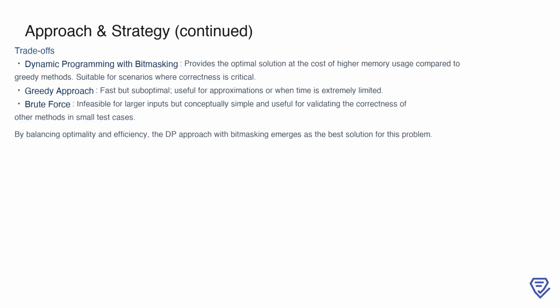Brute force, while conceptually simple and useful for validating the correctness of other methods in small test cases, becomes computationally infeasible as input sizes grow. By weighing these trade-offs, the DP approach with bit masking stands out as the best strategy for this problem, striking a balance between optimality and efficiency while remaining scalable to larger inputs.